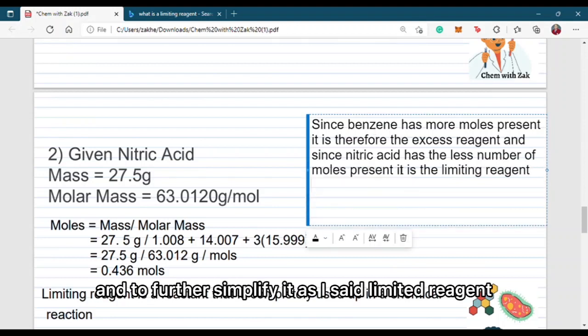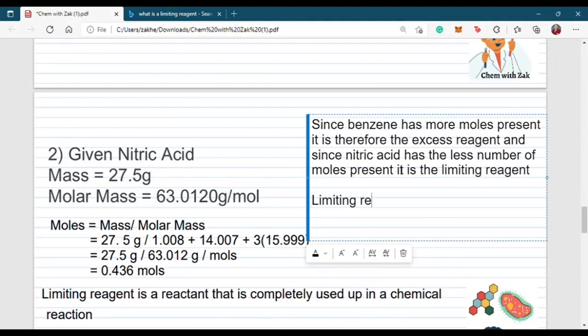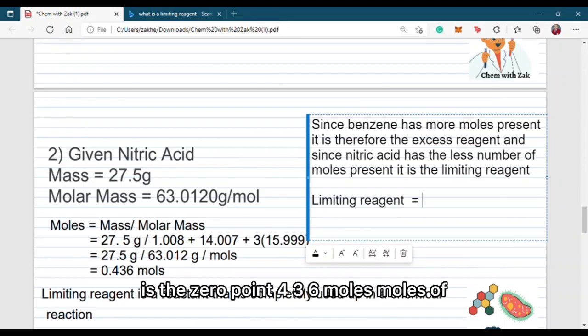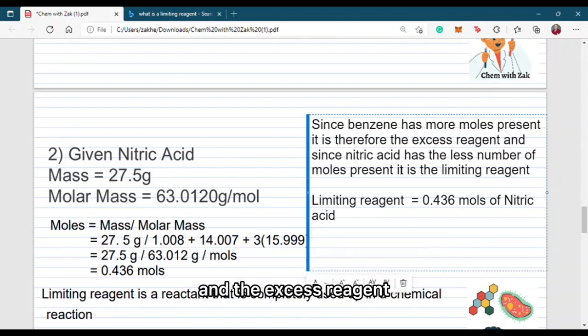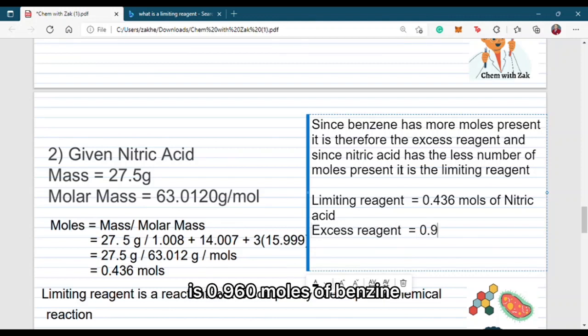And to further simplify it, as I said, the limiting reagent is the 0.436 moles of nitric acid, and the excess reagent is 0.960 moles of benzene.